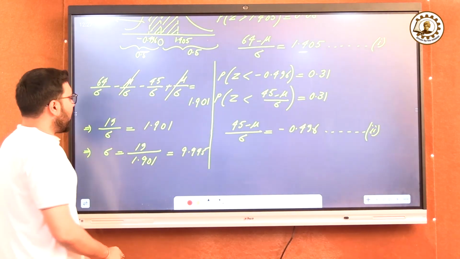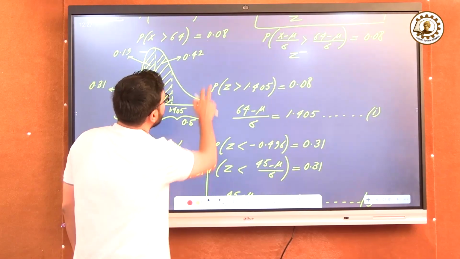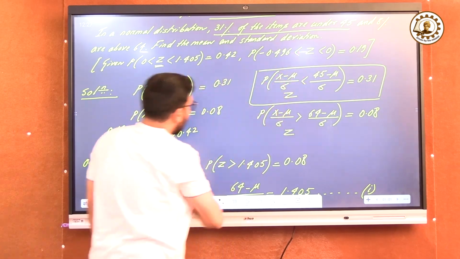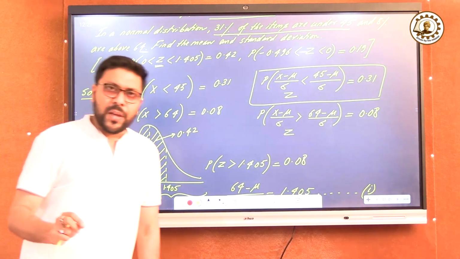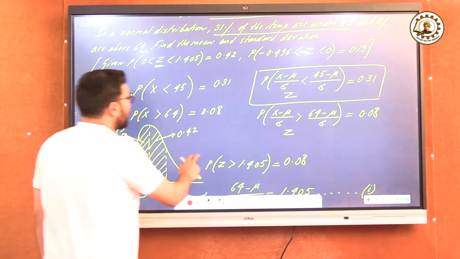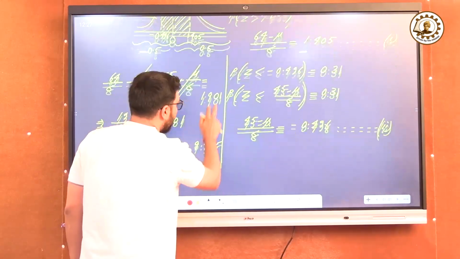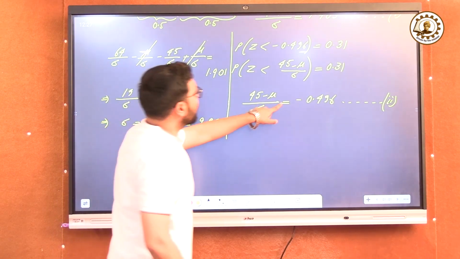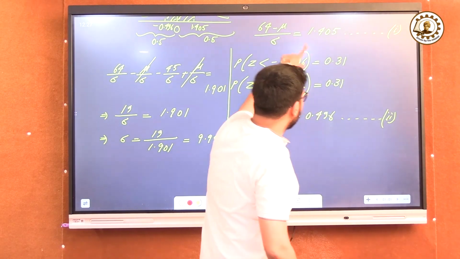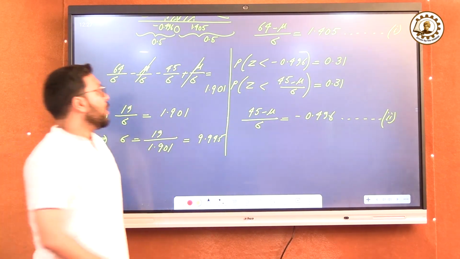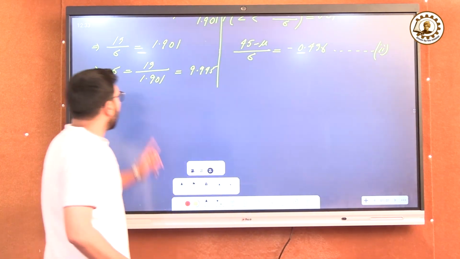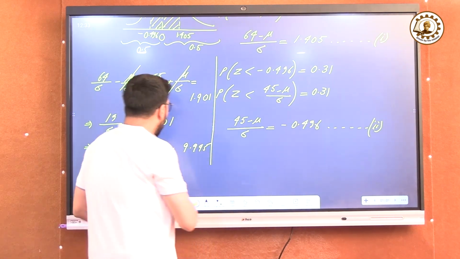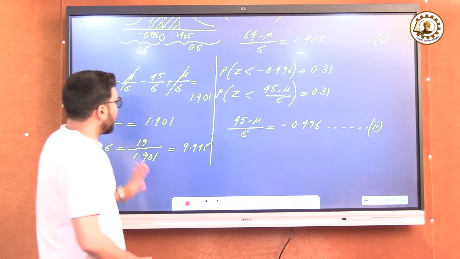Now let's have a look at the second part. We are supposed to find the value of the mean as well. We found the standard deviation, which we are getting as 9.995. Next we are supposed to find the mean, that means the value of mu. You just have to substitute the value of sigma in any of these two expressions. You will get the value of mu. So I am taking the first expression and going to substitute the value of sigma.